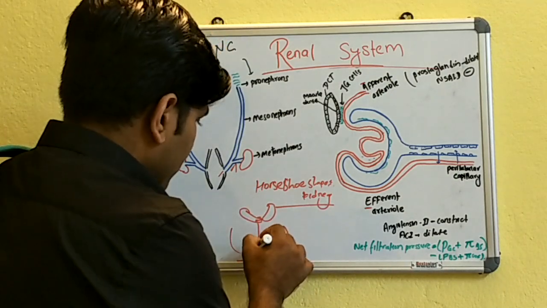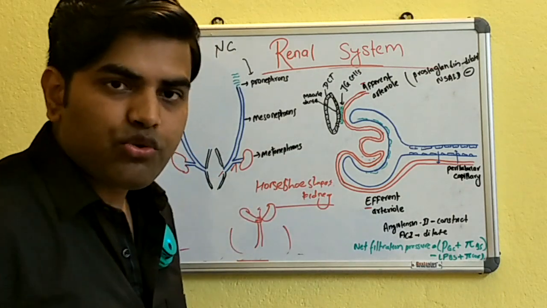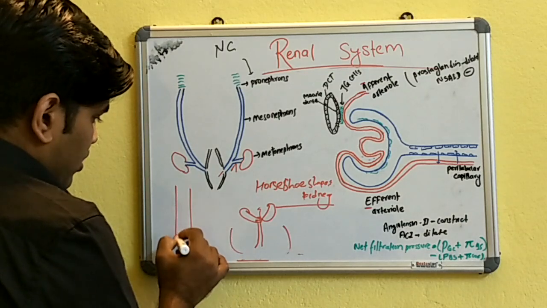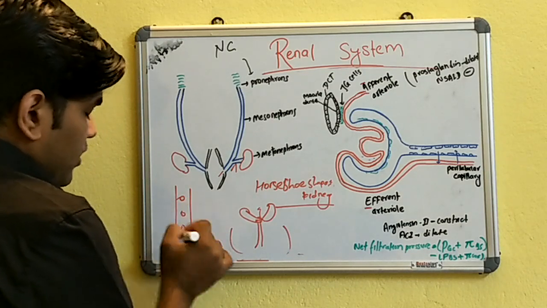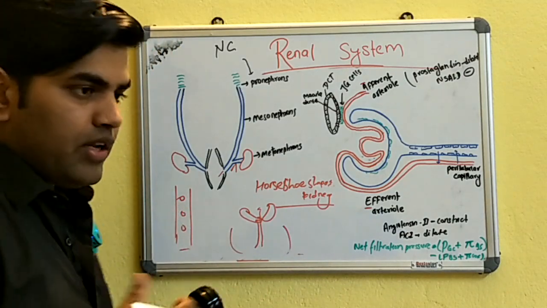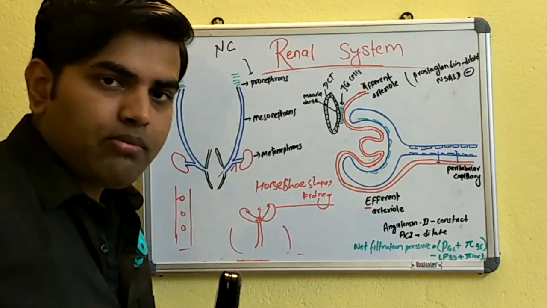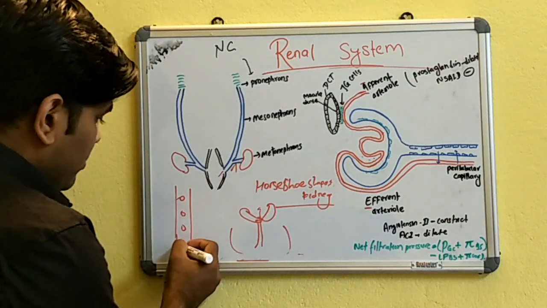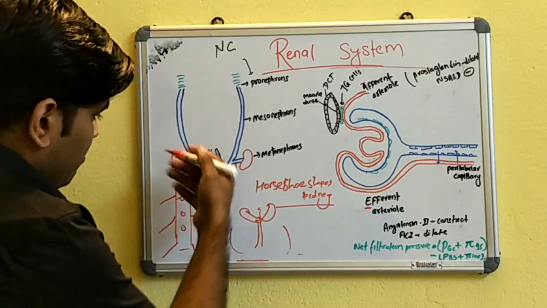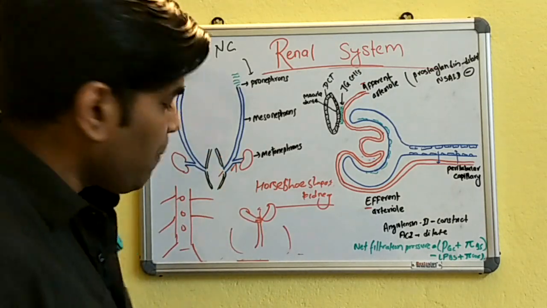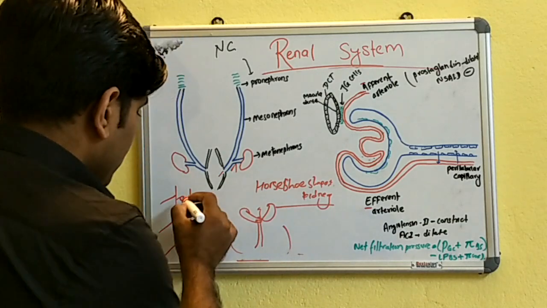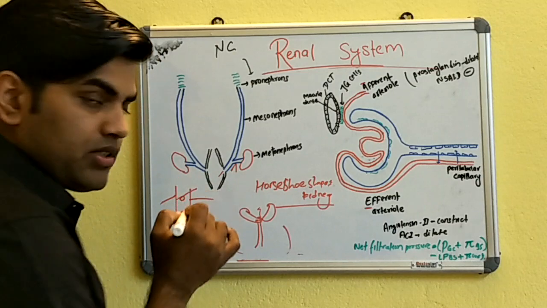When it ascends from the pelvic cavity into the abdominal cavity, remember that this is the abdominal aorta. There are lateral branches, ventral branches, dorsal branches, and terminal branches. This is the ventral branches, this is the terminal branches, this is the lateral branches, and posteriorly there will be the dorsal branches. In ventral there are three: this is the celiac trunk, superior mesenteric artery, and inferior mesenteric artery.